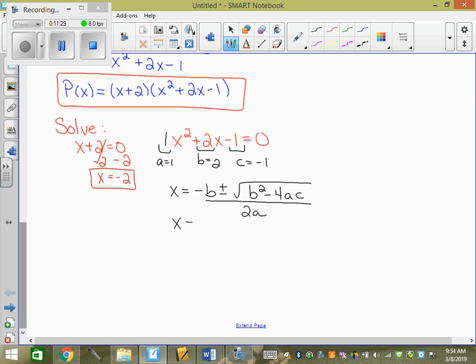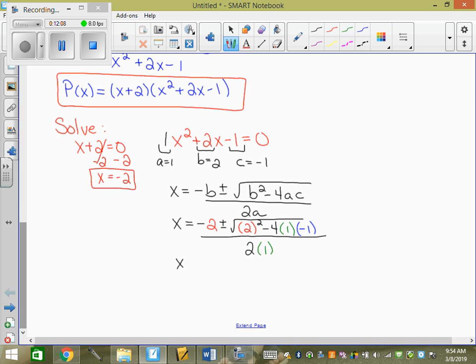So we go x equals negative, b is 2, plus or minus the square root, b, which is 2, squared, minus 4, times 1, times negative 1, all over 2 times a, which is 1. So we literally just fill in our numbers for the variables.